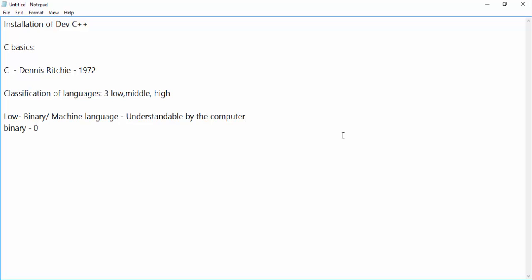Binary. The word prefix bi represents two, that is, zeros and ones. Imagine if your program source code looked like this: triple one, double zero, double zero, double zero, triple one, like this and so on. If your source code appeared like this, would it be possible for us to understand? It is not at all understandable by a human. So we have moved on to the middle-level language.